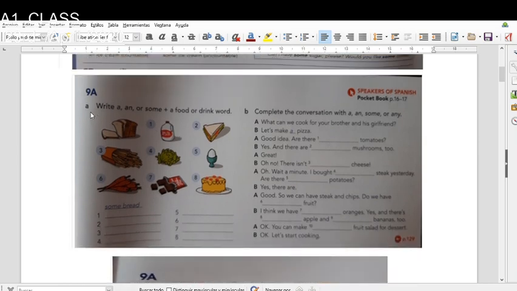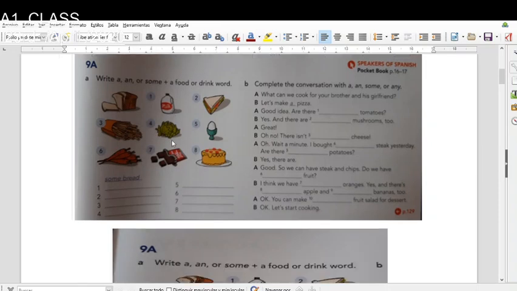Exercise A said, write a, an, or some plus the noun of the food or drink word. The example was sunbed. Then, for example, number 1, milk. Milk is uncountable. Then we need, very good, some milk. Let's correct.